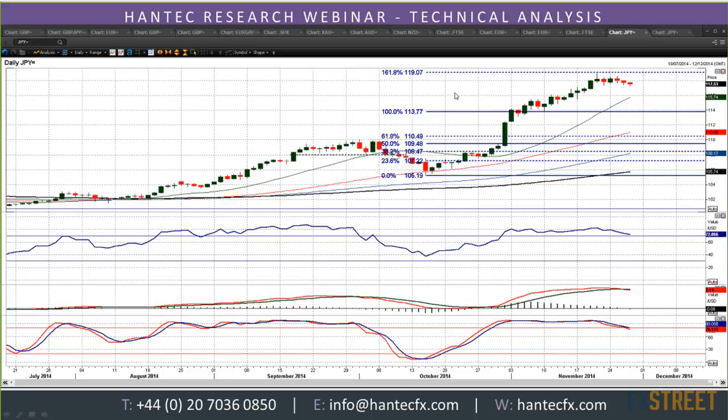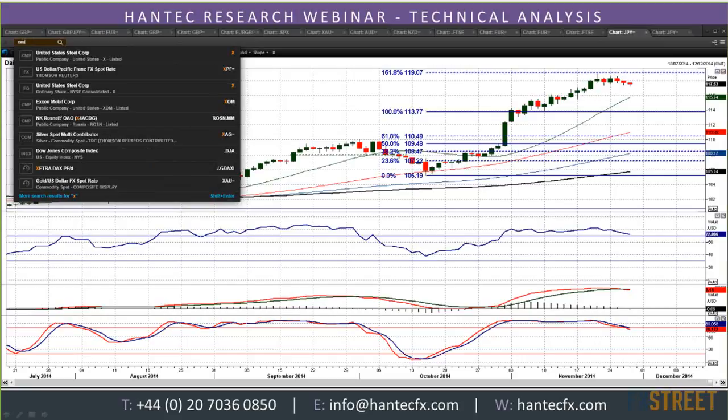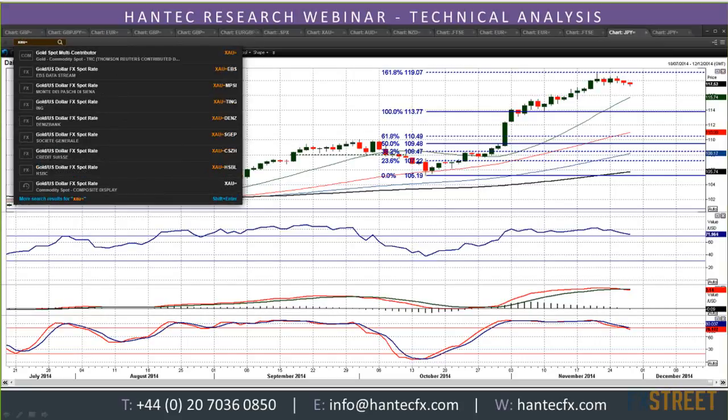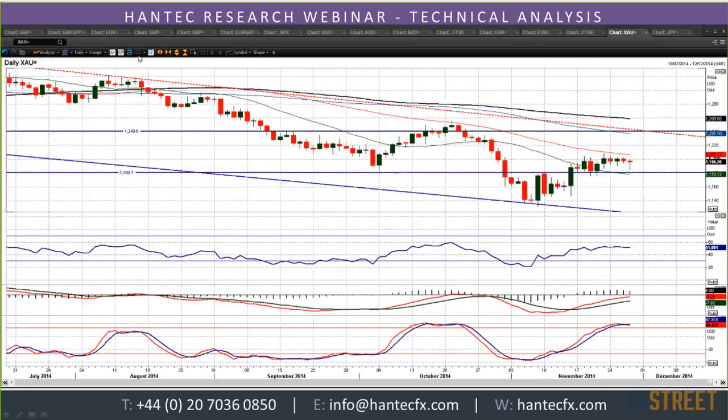Okay, gold. There's just the little and not insignificant fact of the Swiss gold referendum occurring on Sunday. I will look at DAX in a bit. Sorry, I'll just look at gold very quickly. You've got Swiss gold referendum on Sunday. So subsequently, the gold price is just moving sideways, doing absolutely nothing.